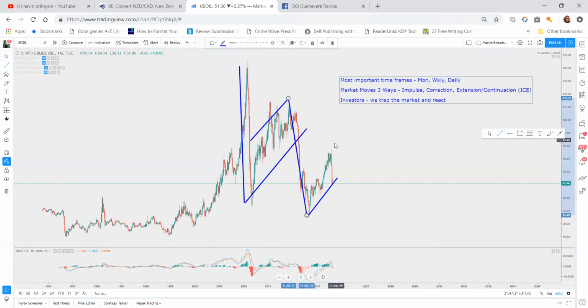What do we have here? Another flag, and it looks like it's making a continuation. If it drops there, ooh, gas will be really cheap. But it could also, even though this is on a higher time frame, push up off this flag one more time and come back up to here, which would be $75 a barrel. Right now, it's at $50.86 a barrel.